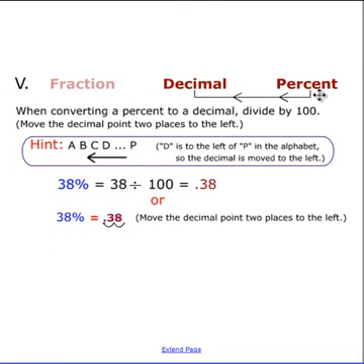An easy one is going from percent to decimal. If we have 38%, that's equal to 38 divided by 100. So 0.38, or take your decimal point and move it 2 numbers to the left.